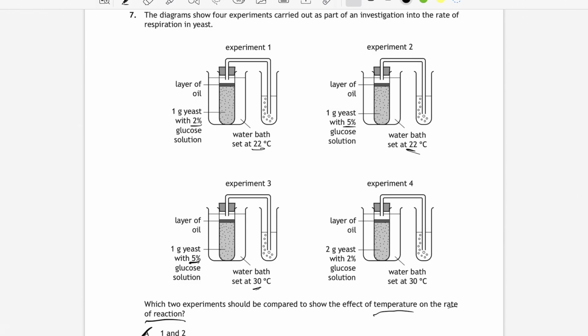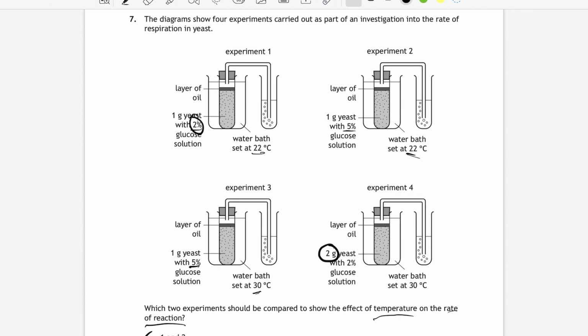We've got 1 and 4. So 1 we know was 22 degrees. 4 is 30 degrees, fantastic. But again, we're seeing a change, and sorry, not in the glucose solution. We're seeing the change in the yeast and how much yeast was put in. So we're seeing 2 grams of yeast and 1 gram of yeast in experiment 1. So again, like I said, it's hard to prove that it was just your temperature that was affecting the reaction rate there. So C is the correct answer.